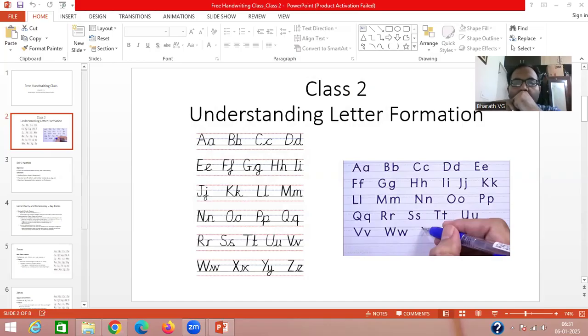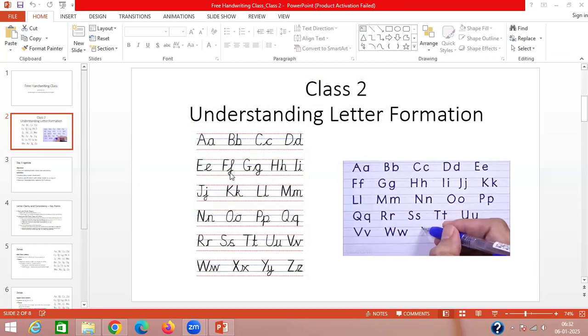Today, let us understand how the letters are going to form. Okay? So there are two kinds of letter formation. One is print, which we are seeing on the right side. It is known as a print formation. Another one is a cursive writing. So for free handwriting class session, we will go for cursive writing first. Next, we can go for print.